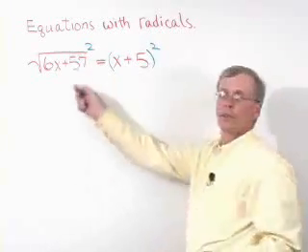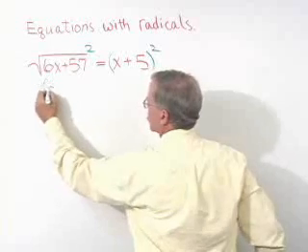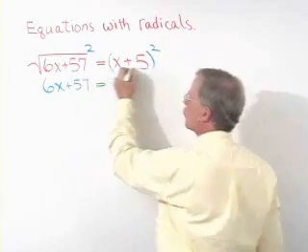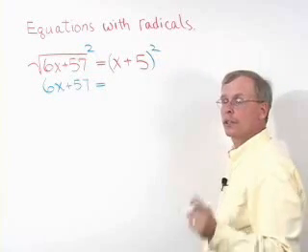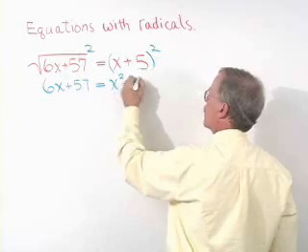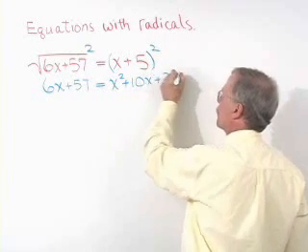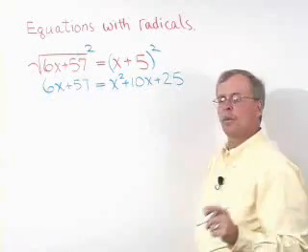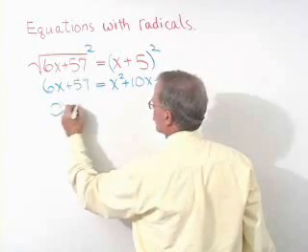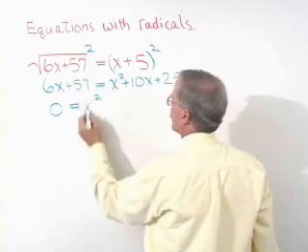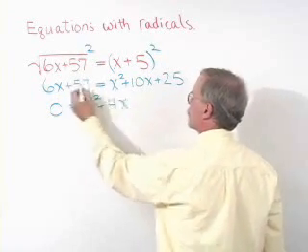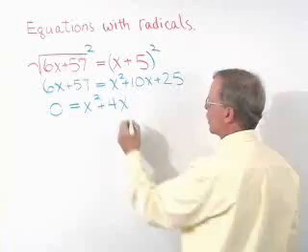When we square the square root, we'll get the radicand, 6x plus 57. When we square x plus 5, we're going to get a trinomial, x squared plus 10x plus 25. Then we'll want to set this equal to 0, which will give us x squared, subtract 6x from both sides, and we'll have 4x. Subtract 57 from both sides, and we'll have negative 32.